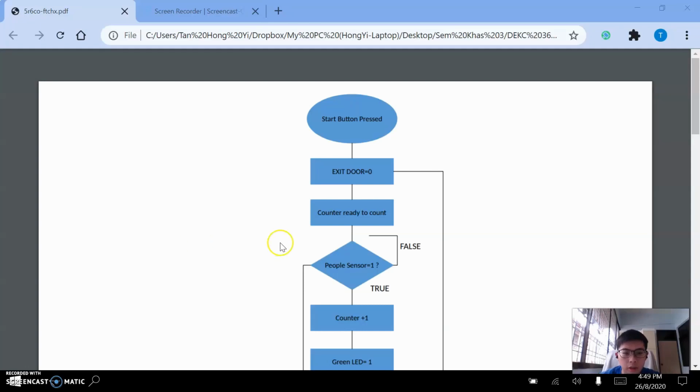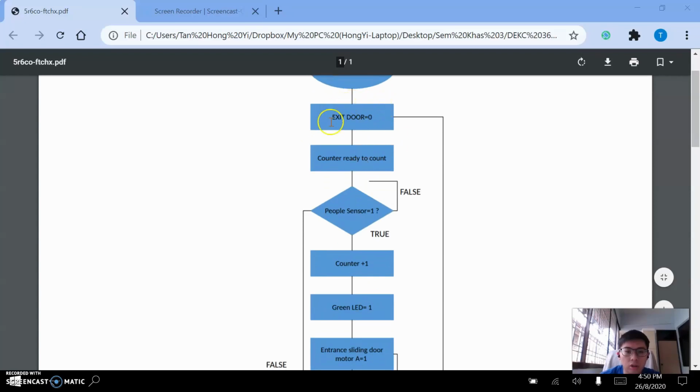Hi, my name is Tan Hong Yi, and I'm going to present about the flowchart of the system. So, as shown in this flowchart, this is the start button. So when the start button is pressed, only then will the system start to operate. So exit door 0. This exit door 0 is the system indicator.